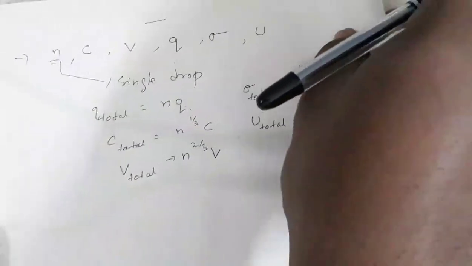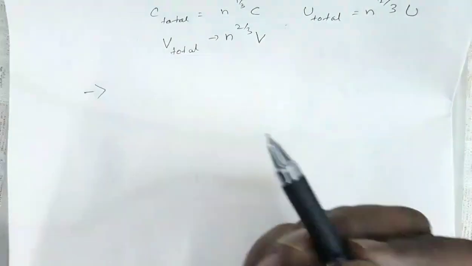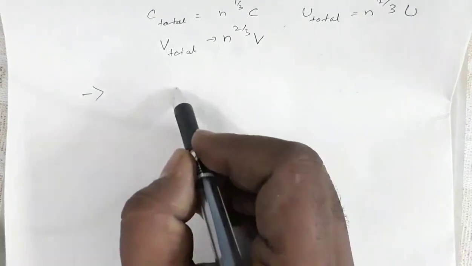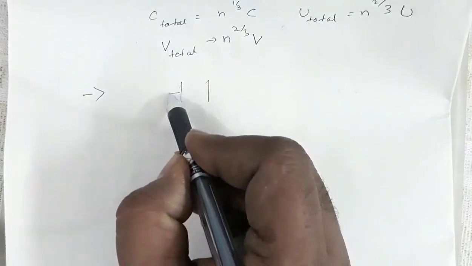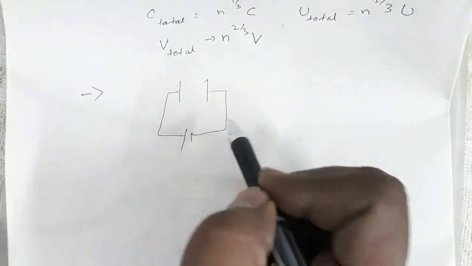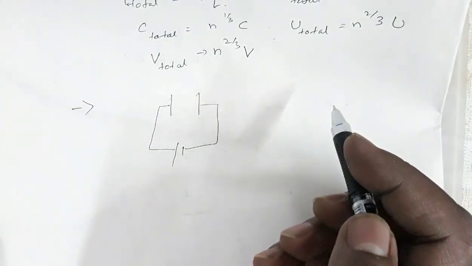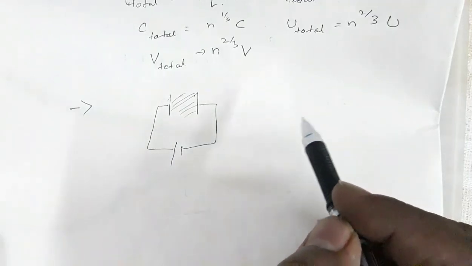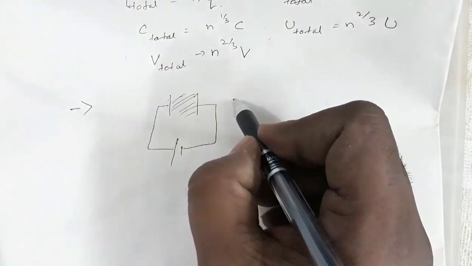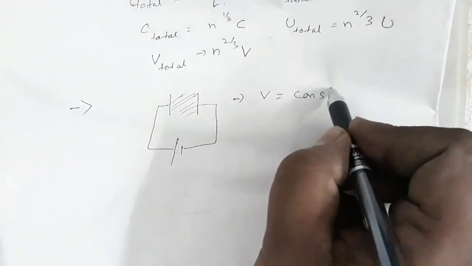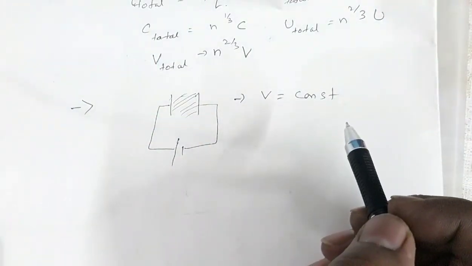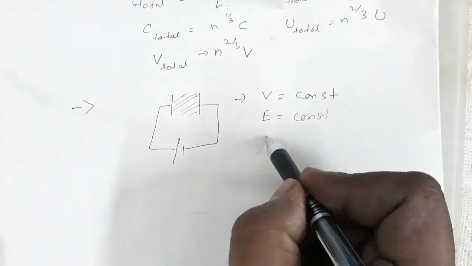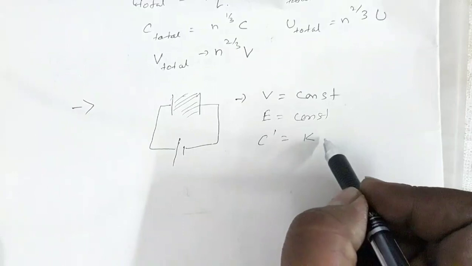Okay. Then another concept with regard to capacitor. Now suppose you have a parallel plate capacitor, and it is connected to a battery, and now a dielectric is introduced. And this battery remains connected. Then V potential will remain constant because battery is maintaining the potential. Since potential is constant, E will also remain constant. This is after introducing the dielectric. The new capacity will be K times the initial capacity.